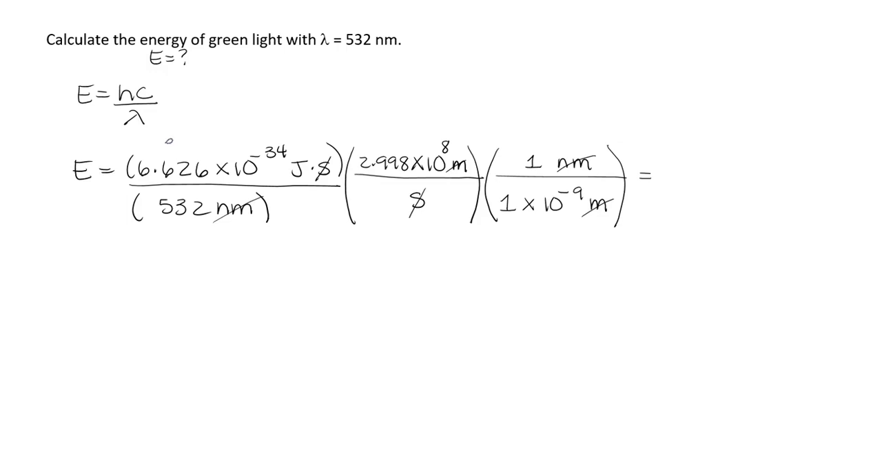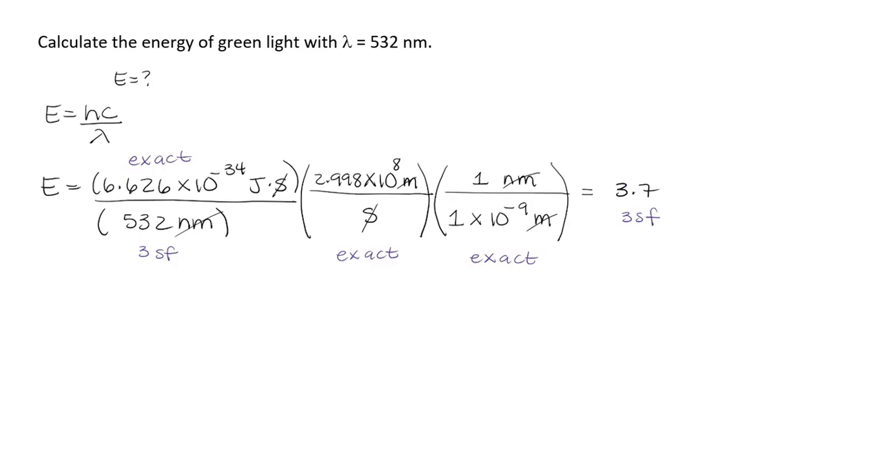As far as sig figs, h is exact. I have 3 sig figs for my wavelength. c is exact, and the prefix conversion is exact. So my final sig figs will be 3 sig figs. So doing the calculation, we have 6.626 times 10 to the negative 34 times 2.998 times 10 to the 8 divided by parentheses 532 times 1 times 10 to the negative 9. And rounded to 3 sig figs, we get 3.73 times 10 to the negative 19 joules.